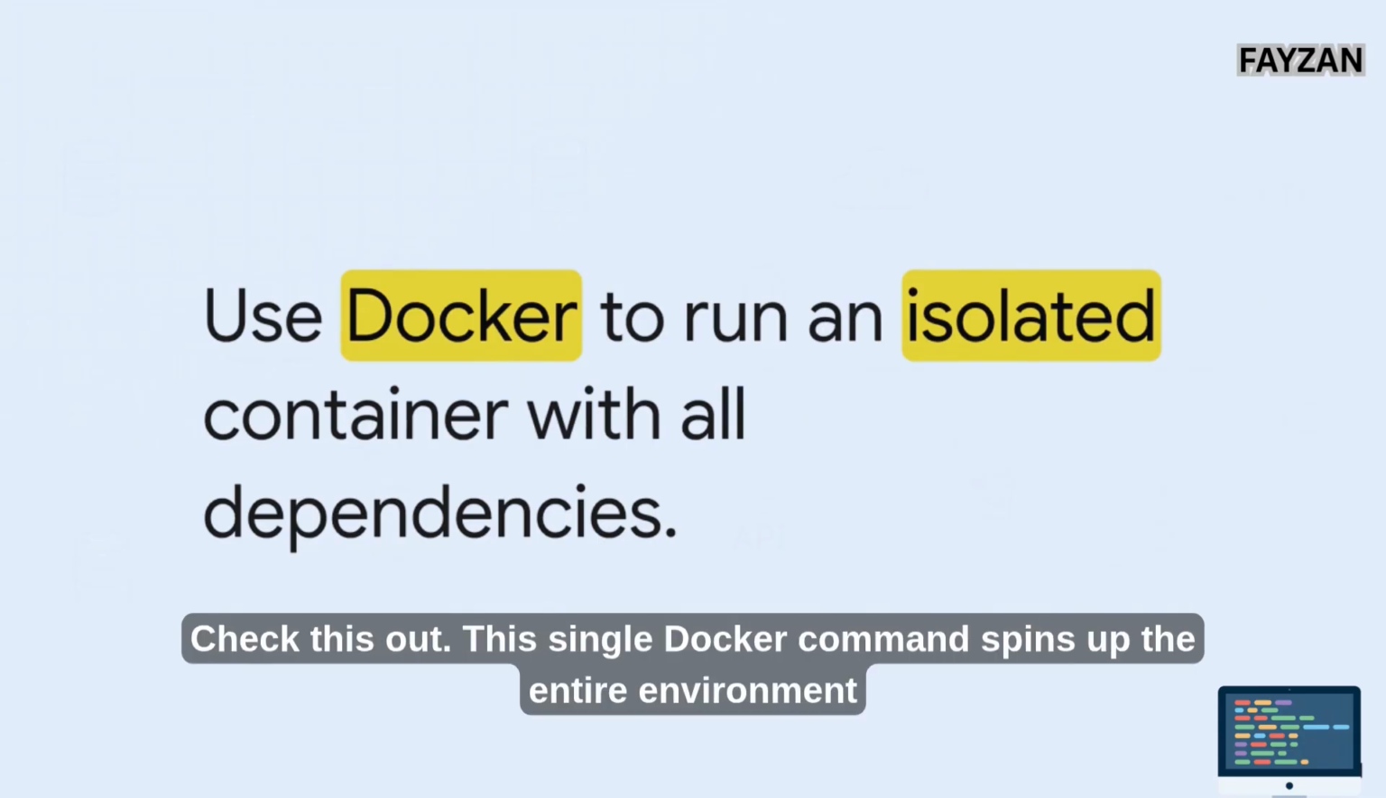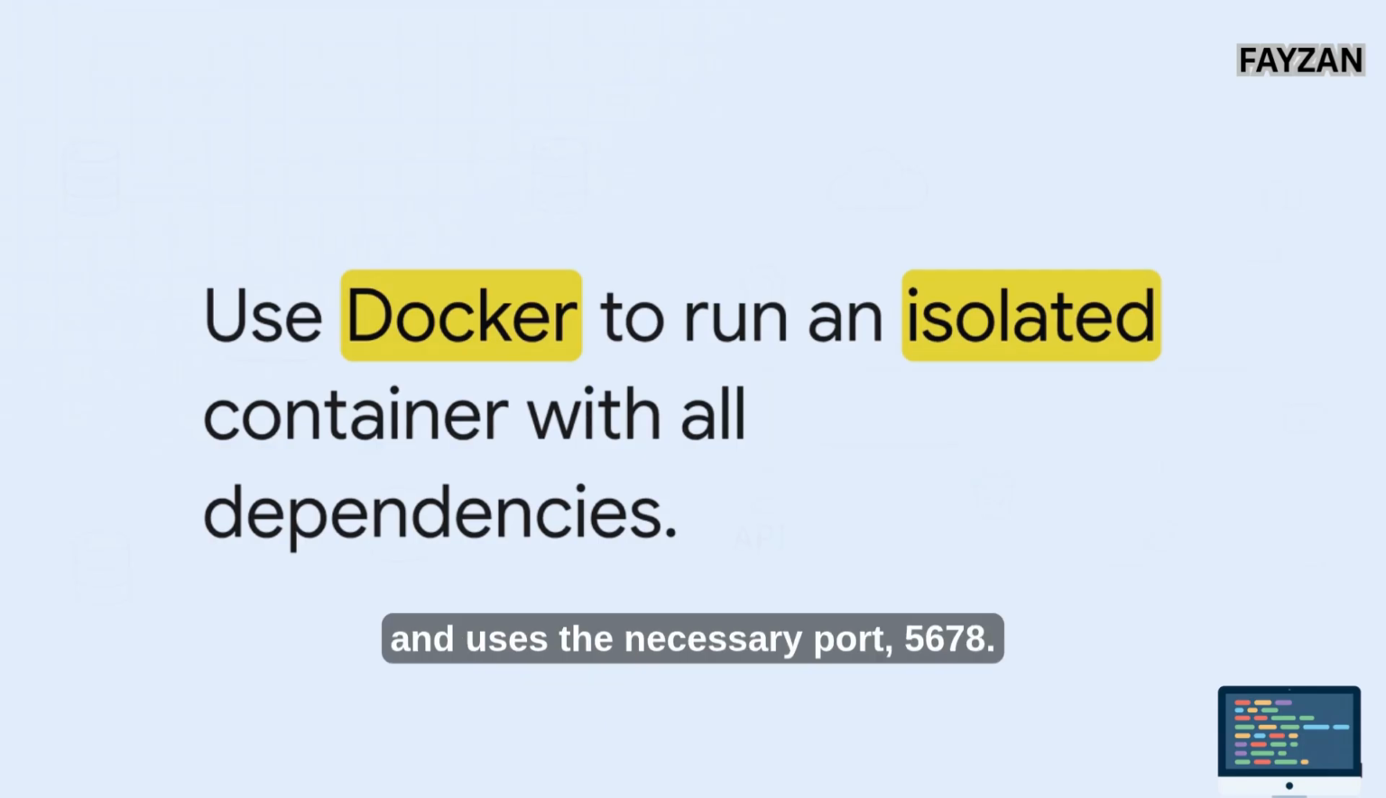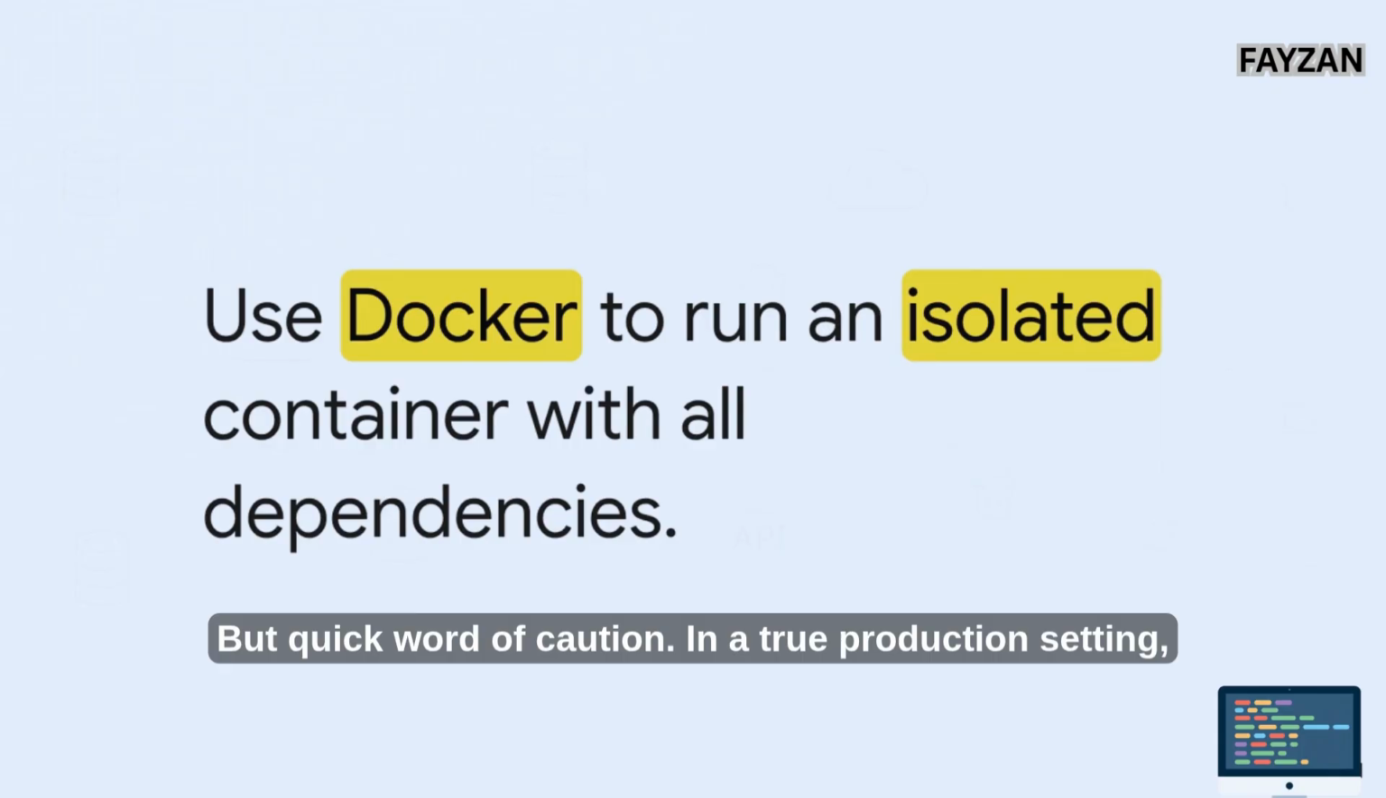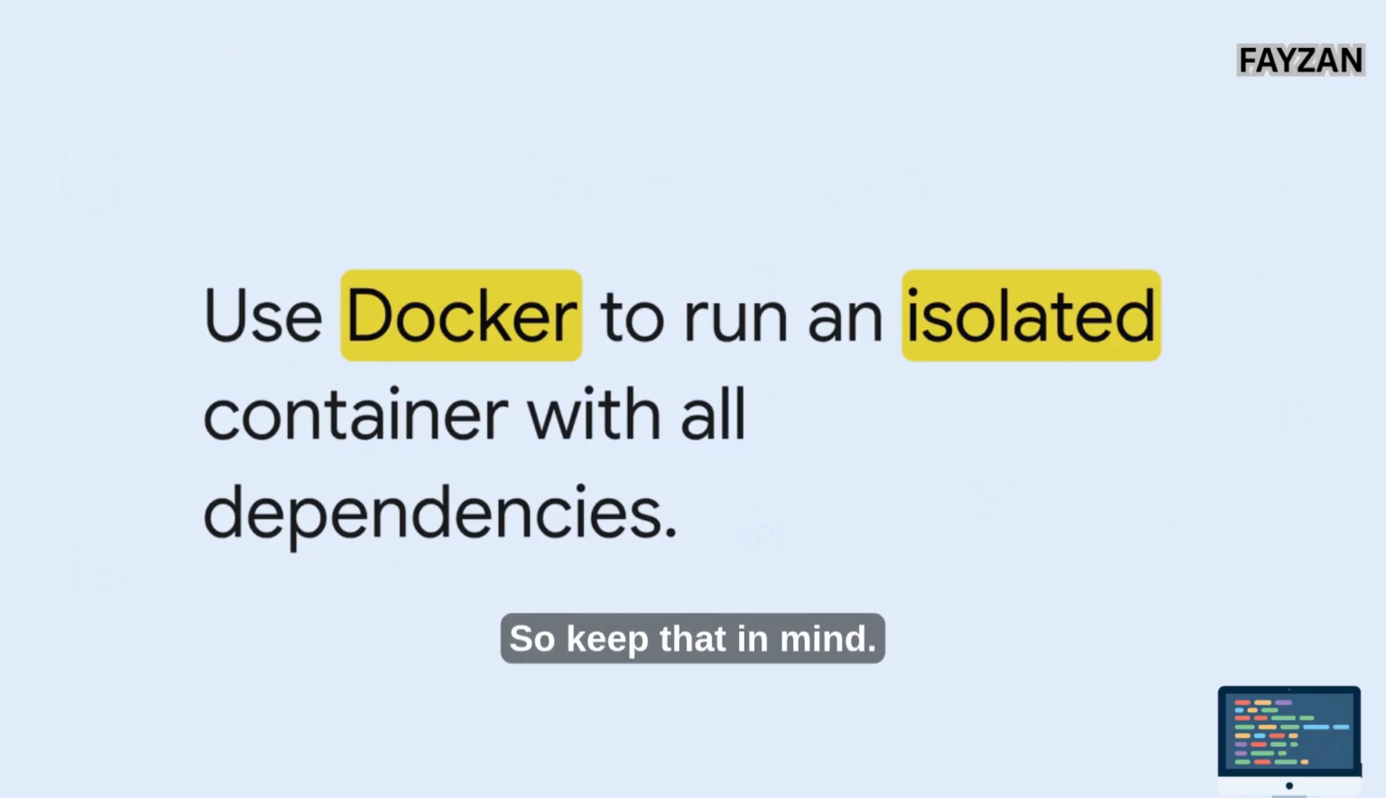Check this out. This single Docker command spins up the entire environment and exposes the necessary port, 5678. But quick word of caution. In a true production setting, you definitely wouldn't just run this all by itself. You absolutely must configure persistent storage volumes. If you don't, the second that container restarts, all your workflow data and credentials are gone. So keep that in mind.